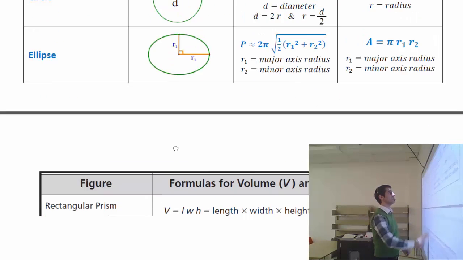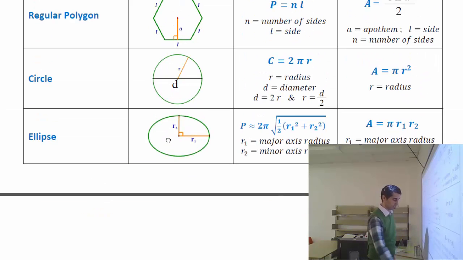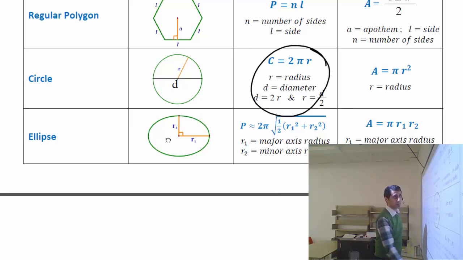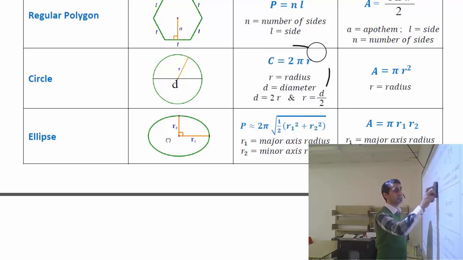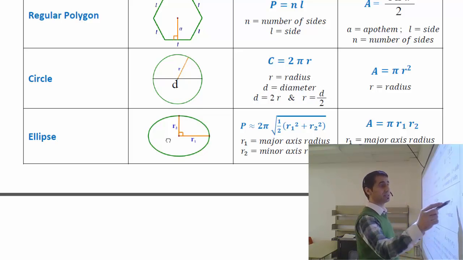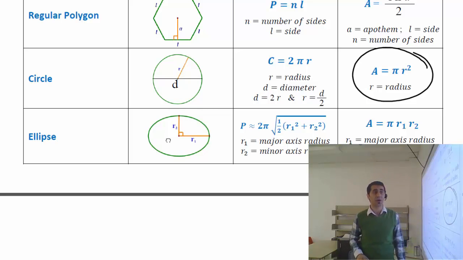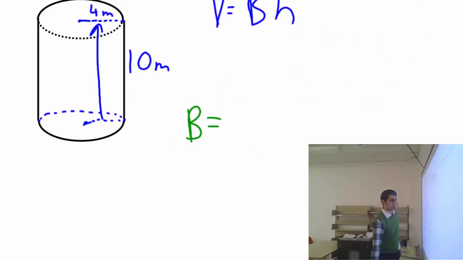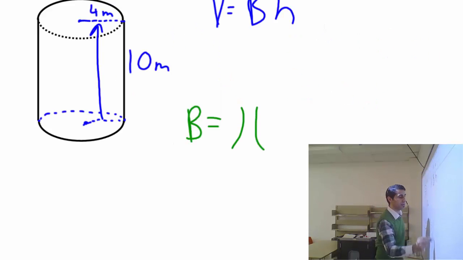Okay, let's go, and circle is right here. I am not interested in the circumference, the perimeter of the circle. I am interested in the area of the base, the area of the circle, which is pi r squared. Pi r squared. So the formula is pi r squared.